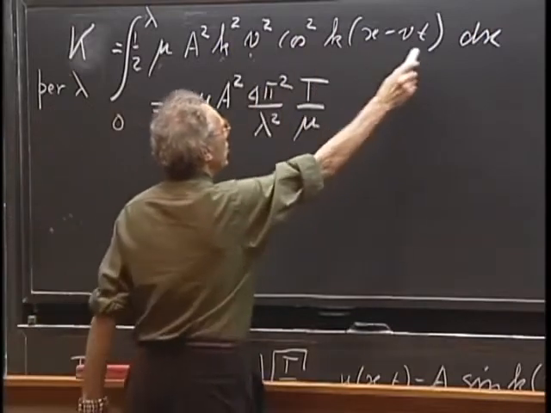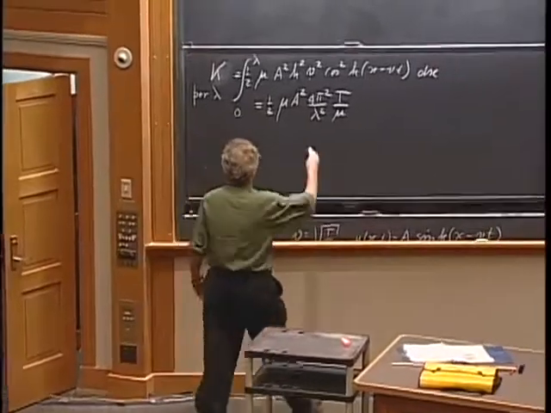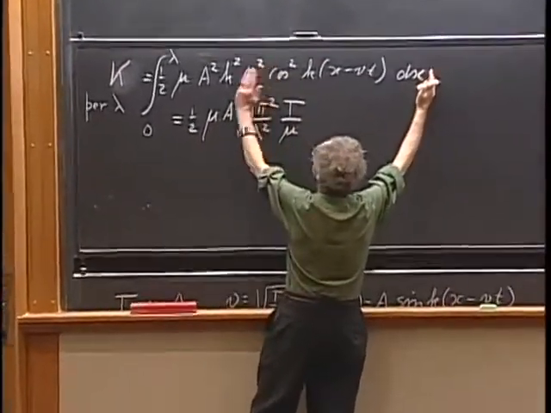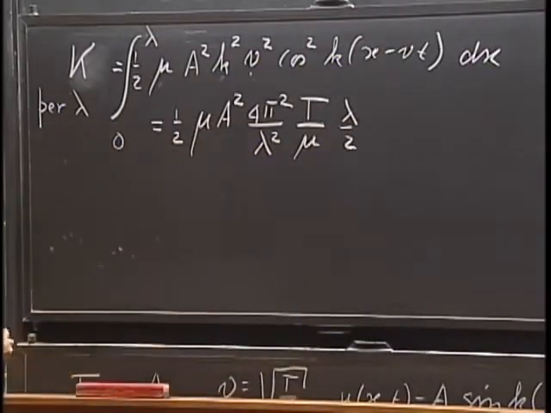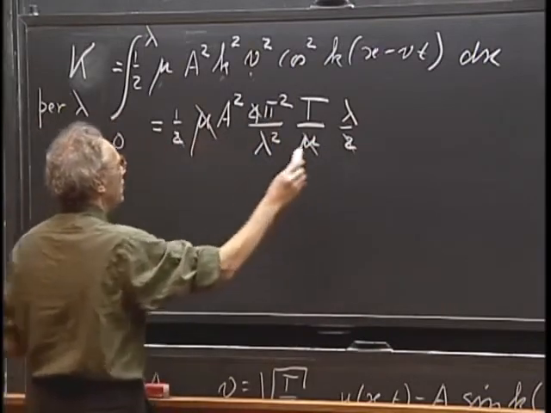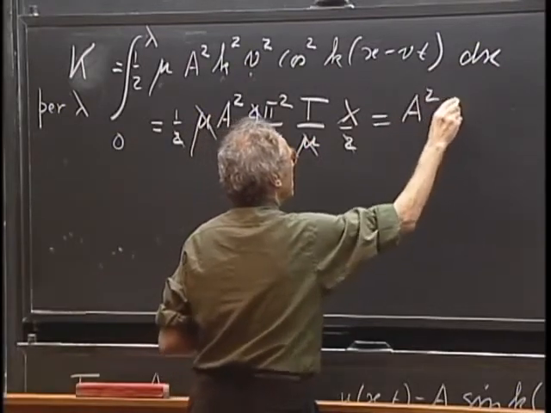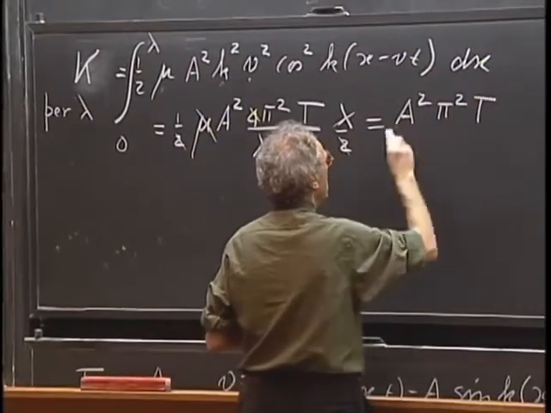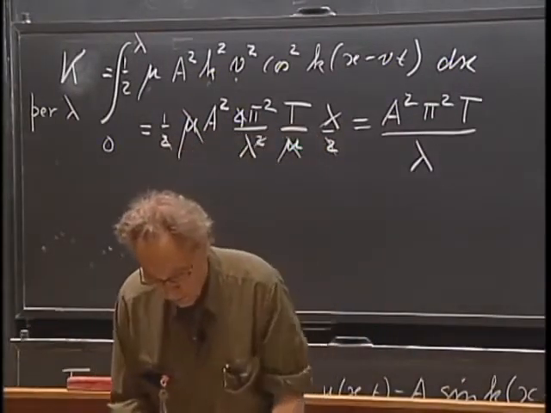And now I have to do the integral of this cosine squared dx between 0 and lambda. And you will take my word for it that this is lambda divided by 2. And so I have to multiply. So the integral, that's the only one that I have to do, these are constant, is lambda divided by 2. And if you look now, you lose a mu. Your 4 goes, and you lose even 1 lambda. And so you get A squared times pi squared times T divided by lambda. That is the kinetic energy per wavelength.